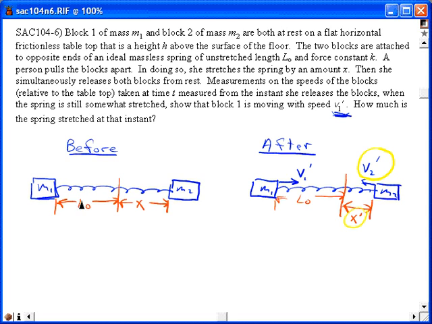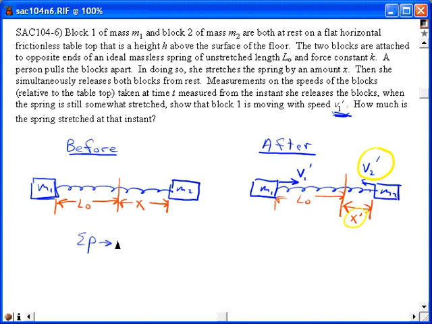However, since she let go of it, there's been no outside influence on any part of the system. It's just different parts of the system acting on each other. So we can apply conservation of momentum. Let's try that, see what that gets us. I think that'll get us v2 prime, and then we can use the conservation of energy to find out what x prime is.